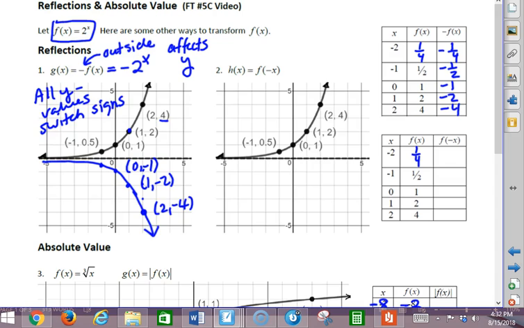So this is a vertical reflection. When I'm talking about vertical, it's flipping in this direction. A vertical reflection across the x-axis.